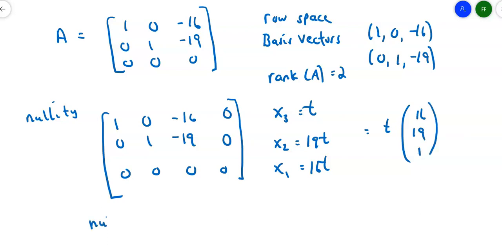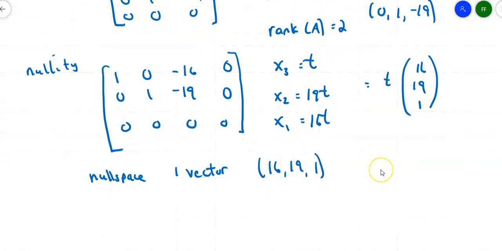All right, so in the null space, there's one vector. And that one vector is 16, 19, and 1. Any linear combination of that paired up with those three variables will give me a solution of 0. What does that mean? That means that the nullity is 1. The nullity is the number of vectors in the null space. So there's one vector in the null space, so the nullity is 1.